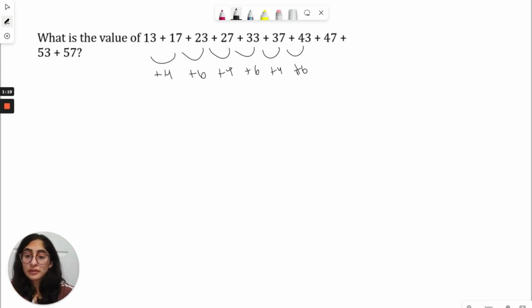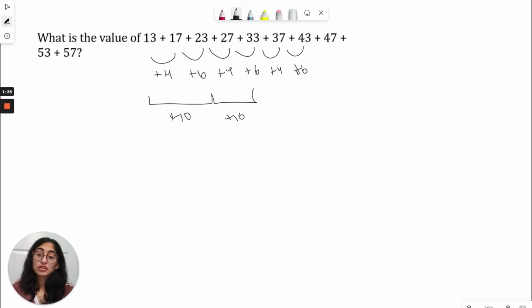So we know that from 13 to 23, it goes up by 10. Same from 23 to 33, because that's just 4 plus 6, it's going up by 10. And we can say the same thing from 17 to 27, and from 27 to 37, it increases by 10. So what that tells us is we can actually split this entire big sum into 2 separate sums that are each their own arithmetic sequence.